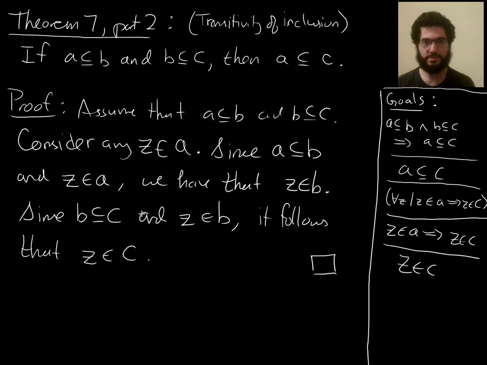Another way to make it clear is to divide up your proof into individual claims, or to split it up into multiple theorems that are referencing each other. So you'll see plenty of that as we move along.